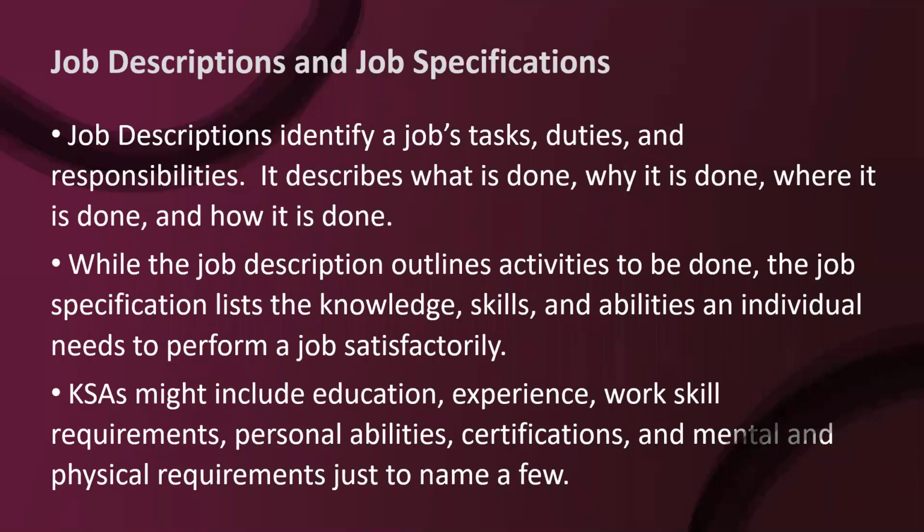Let's talk a little bit about job descriptions and job specifications. So we know that a job analysis creates these two documents. Let's go ahead and define those two documents. A job description identifies tasks, duties, and responsibilities. It describes what's done, why it's done, where it's done, and how it's done. While the job description outlines the activities to be done, the job specification, however, lists those KSAs, knowledge, skills, and abilities. KSAs might include education, experience, work skill, certifications. All right, so to summarize, the job description lists the responsibilities, while the job specification lists the requirements.